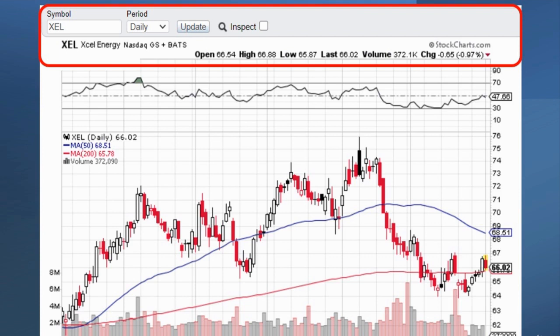And then the period, this is looking at daily prices. So when you look down at the chart, it's going to be daily, and you can see there's a little bit of information about Excel, what its open price was, what its high was, that kind of stuff. So that's the basics to get it started on there.